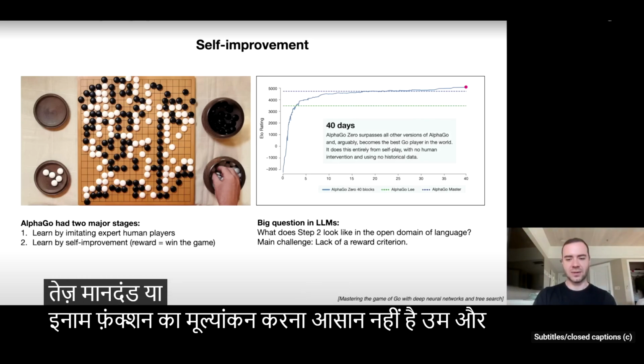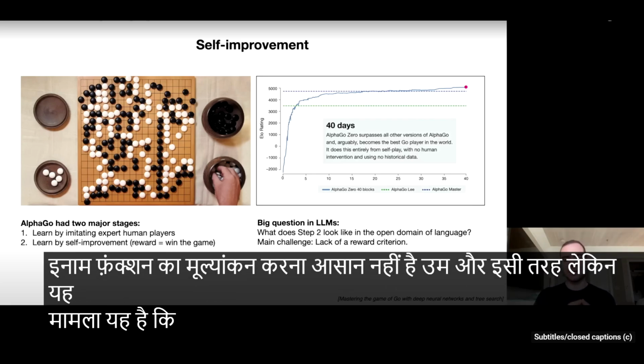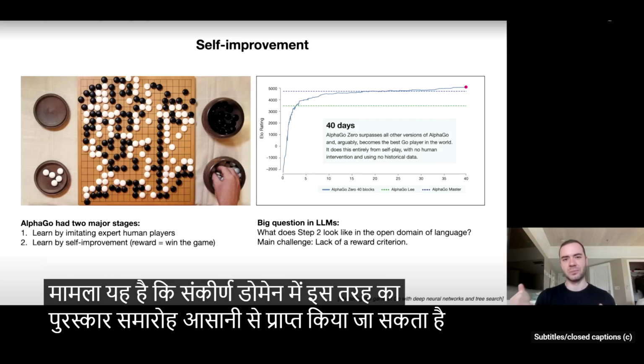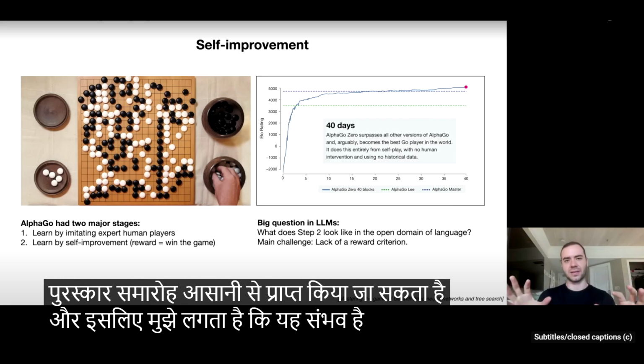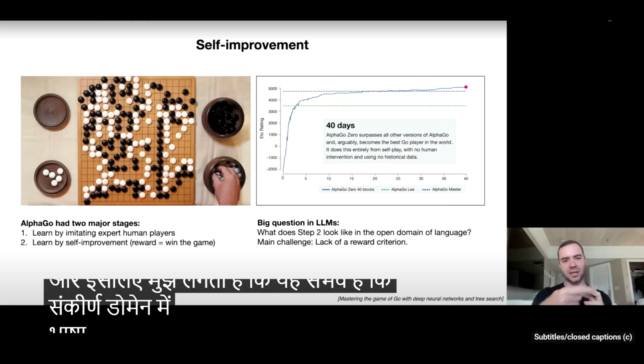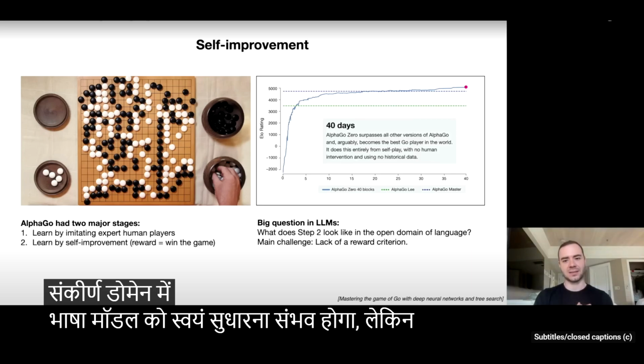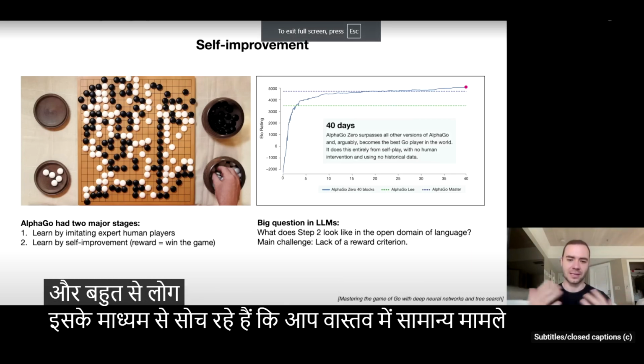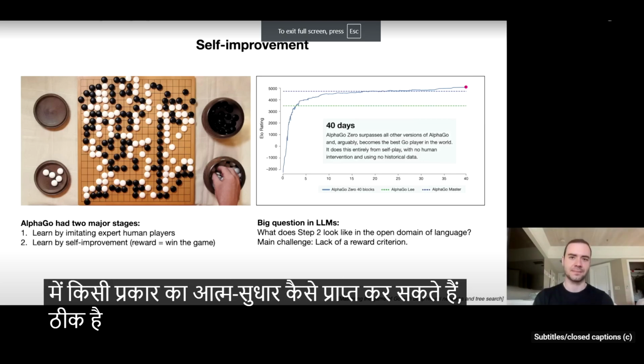But it is the case that in narrow domains, such a reward function could be achievable. And so I think it is possible that in narrow domains, it will be possible to self-improve language models, but it's kind of an open question in the field, and a lot of people are thinking through it, of how you could actually get some kind of self-improvement in the general case.